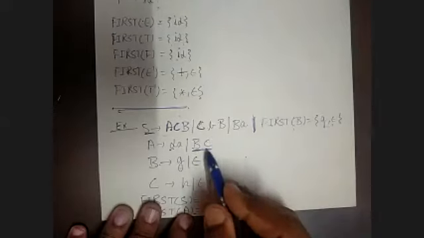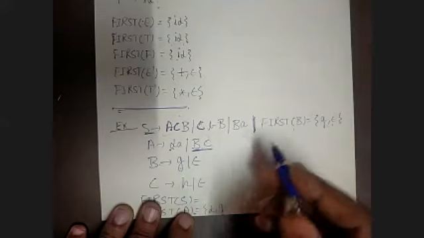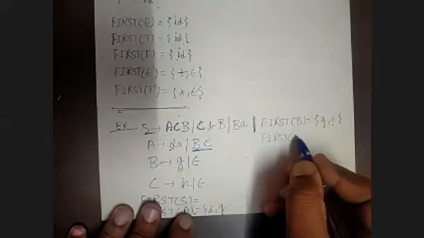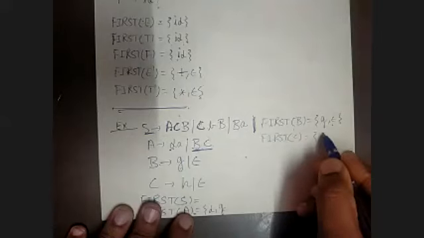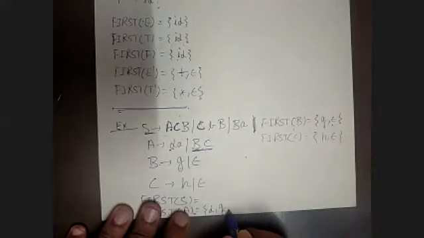So we find out the first of C also. When epsilon occurs, the rule is that we find the first of the next symbols. So we find first of C. Now, first of C is H and epsilon. So we write it down.